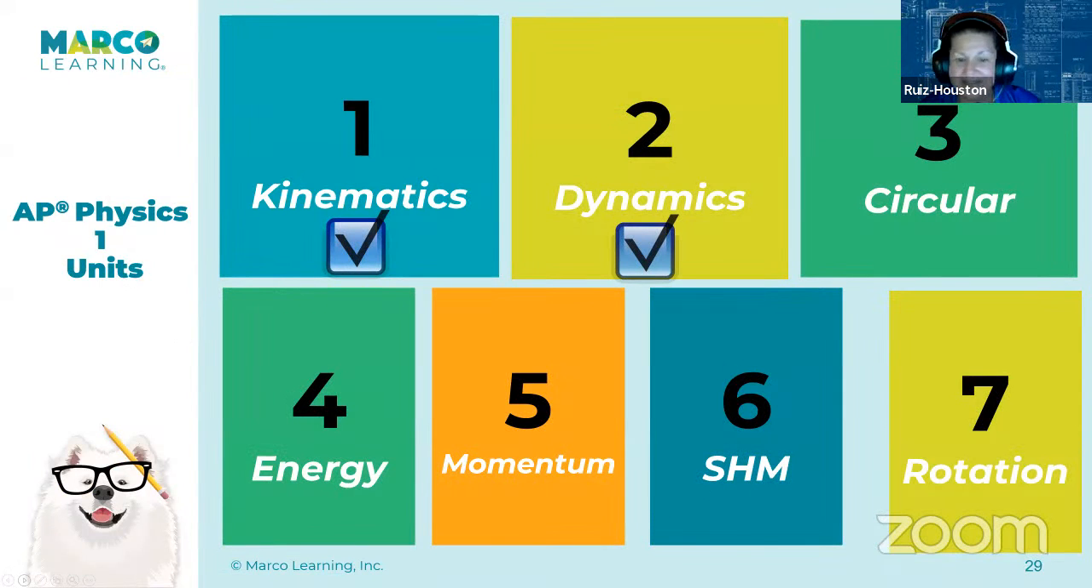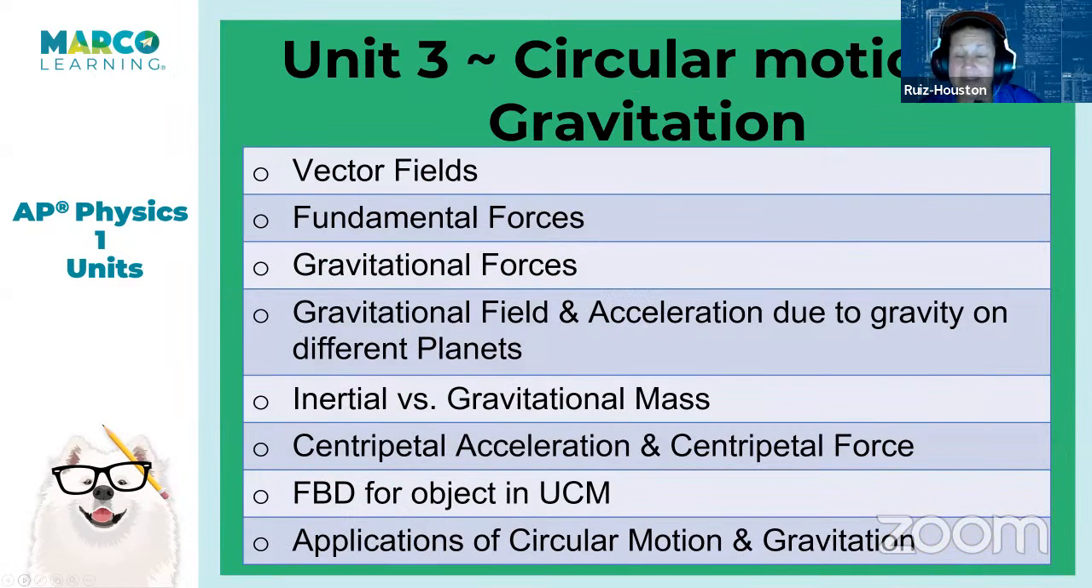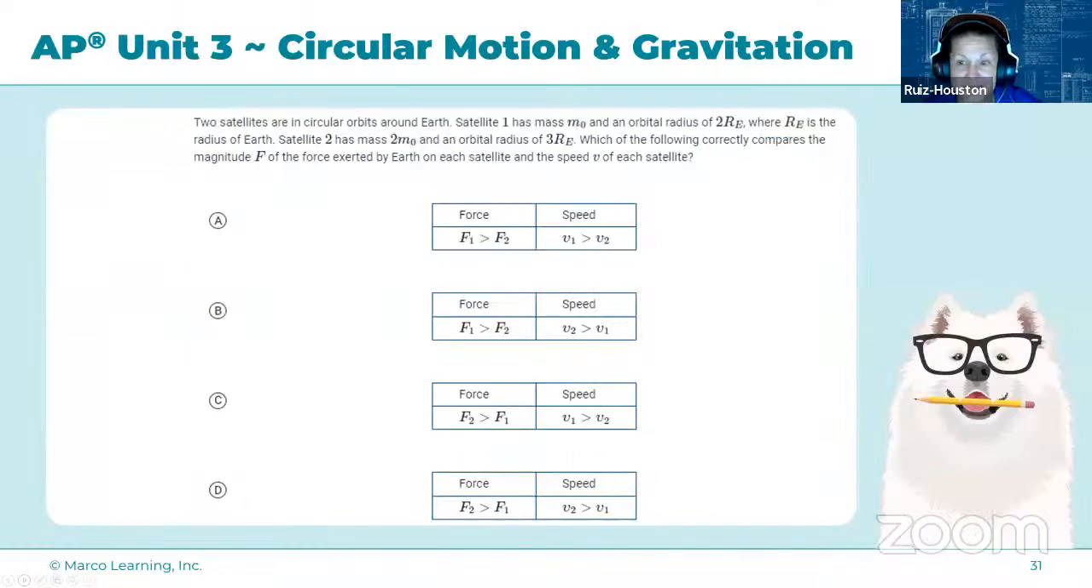Check on dynamics. Let's move on to circular. Now, circular is supposed to be a very small section, but there's a lot of information in there. Everything from what are the 4 fundamental forces of nature, gravitation, how does gravitational field work with the acceleration of gravity on different planets, what's inertial versus gravitational mass, centripetal acceleration, centripetal force, free body diagrams for uniform circular motion, and then applying this to planets and so on. So let's try one, okay?